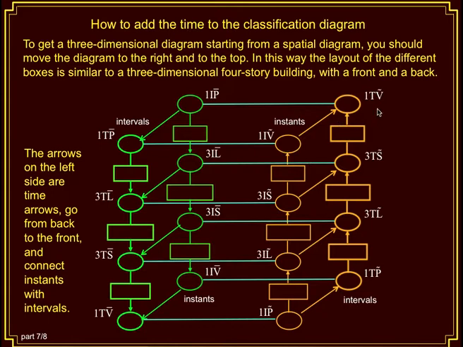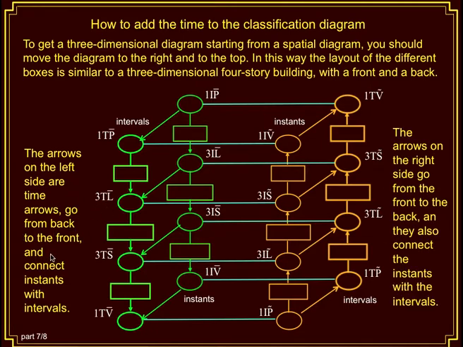Here you have the space and time elements. The arrows on the left side are time arrows, go from back to the front and connect instants with intervals. The arrows on the right side go from the front to the back, and they also connect the instants with the intervals.